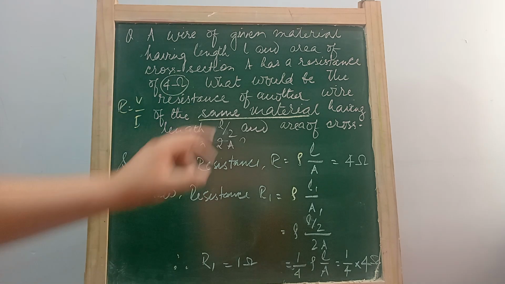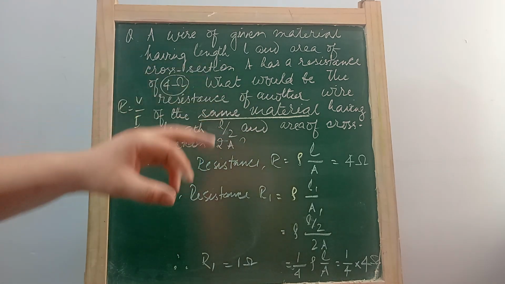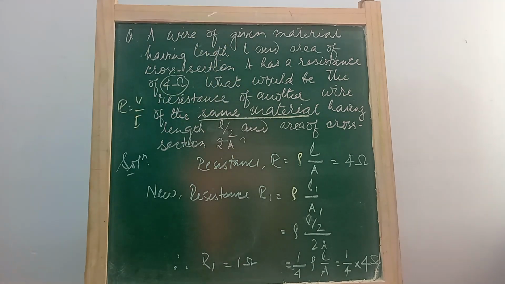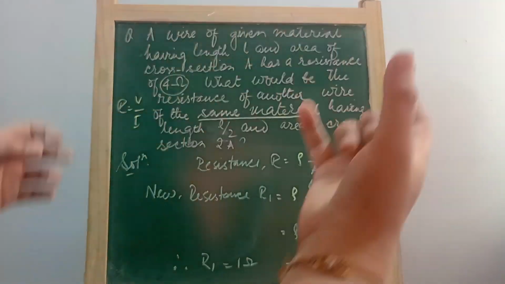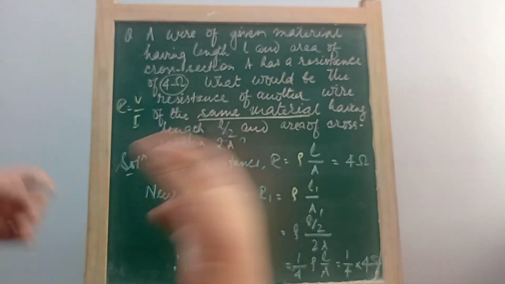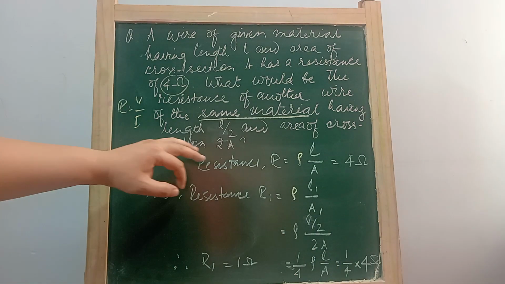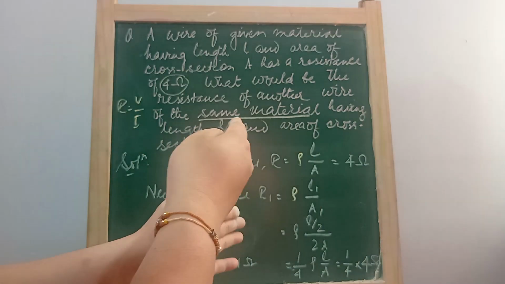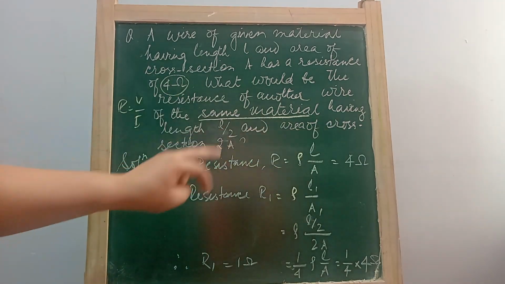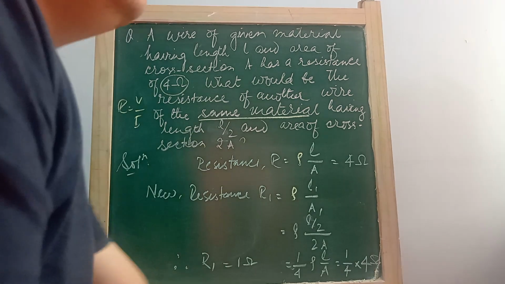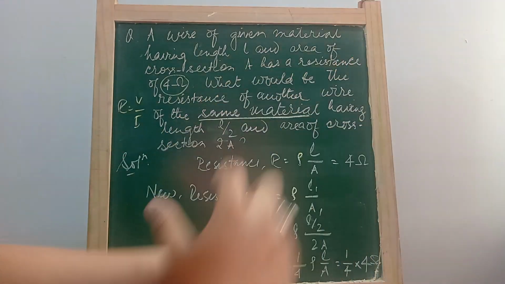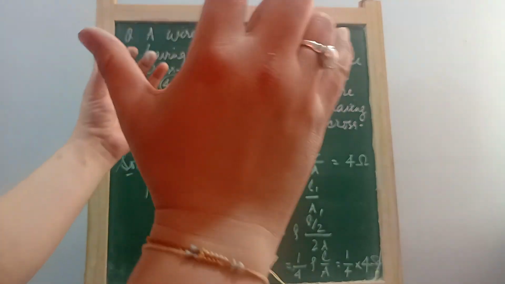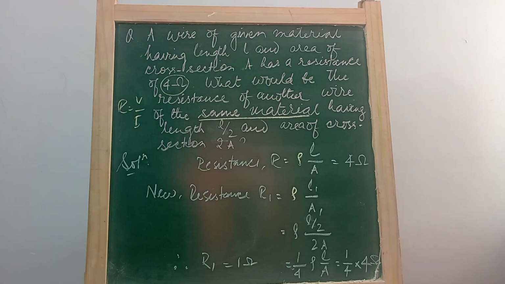The question is asking what would be the resistance of another wire of the same material, the same kind of metal. Here the length will be L by 2. You reduce the length, it will be half. And the area of cross section will be double, twice A. The area of cross section will be double, and the length will be lessened.